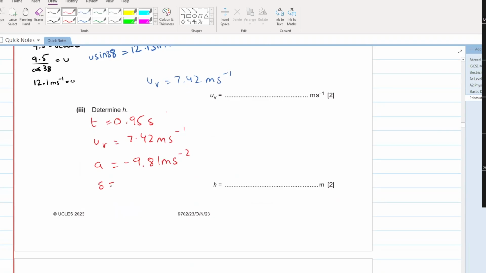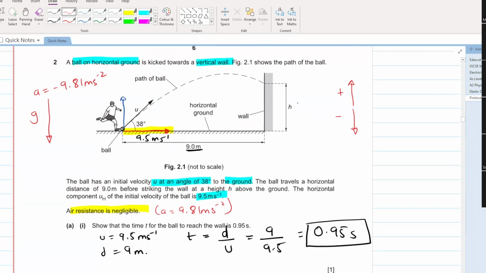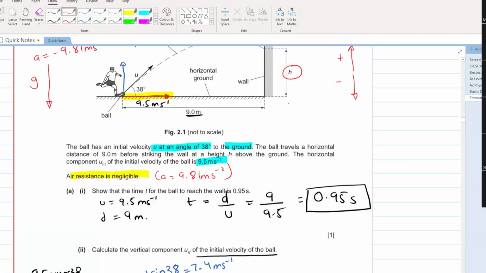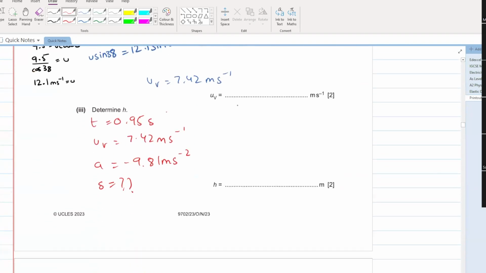Can you calculate the distance in the vertical direction, or in other words, can you calculate this h? Yes, very, very easy. Which formula are we going to apply? s = ut + ½at². What is u? 7.42. What is time t? 0.95, plus half into the acceleration, that is negative 9.81, into time squared, that is 0.95 squared.